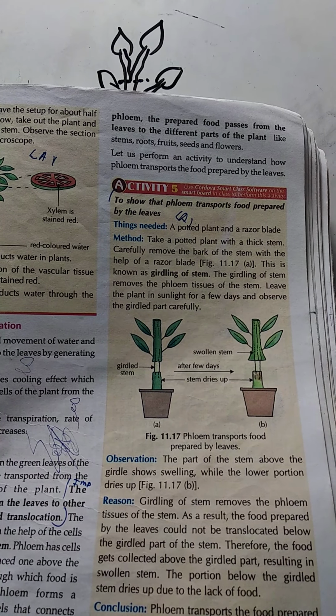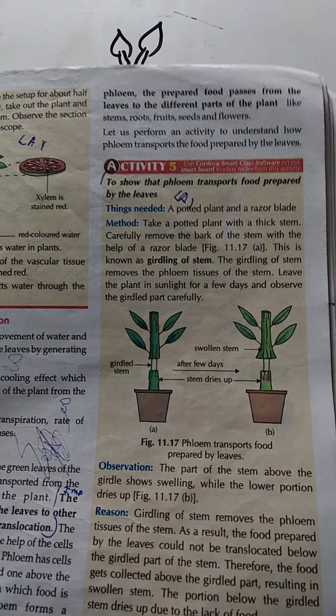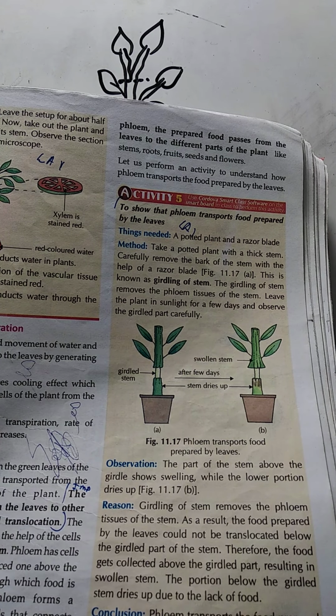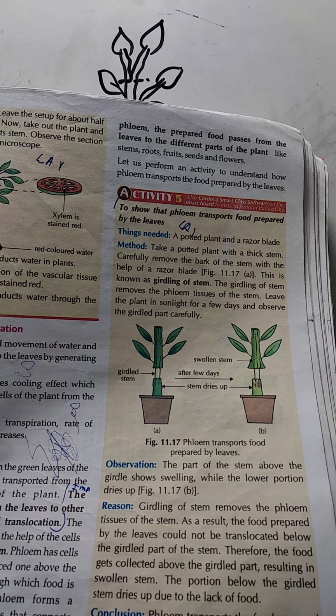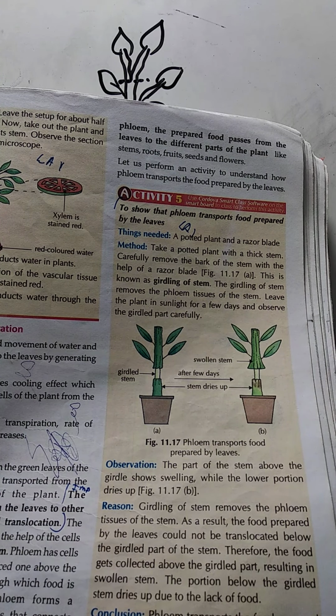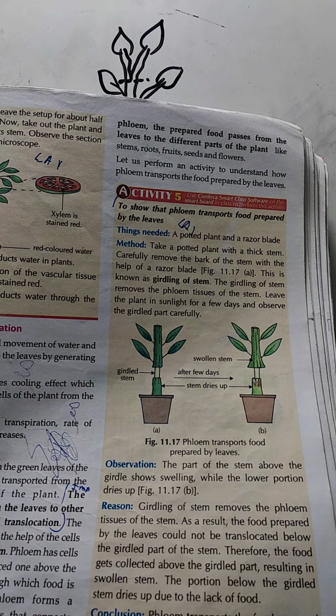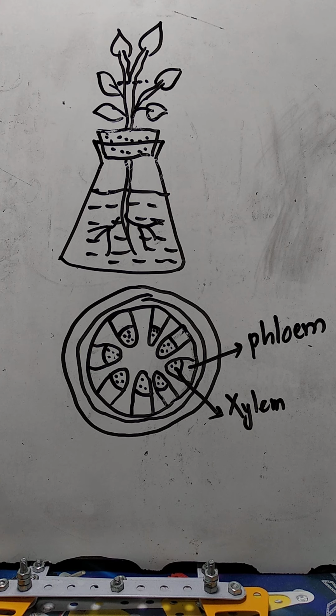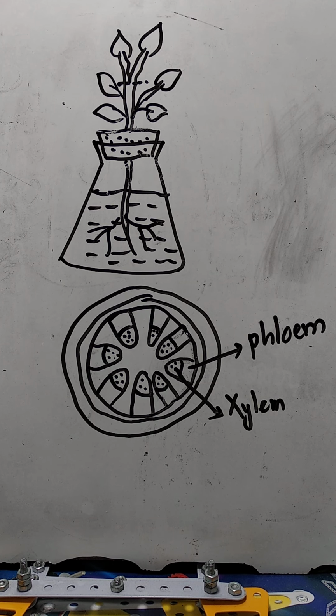We have done one activity in xylem, showing how xylem helps in transporting water and minerals, and in this activity we have seen how phloem helps in transporting food prepared by the leaves. So this is all about transport of food by phloem tissue. In the next part we will see the transport system in humans.